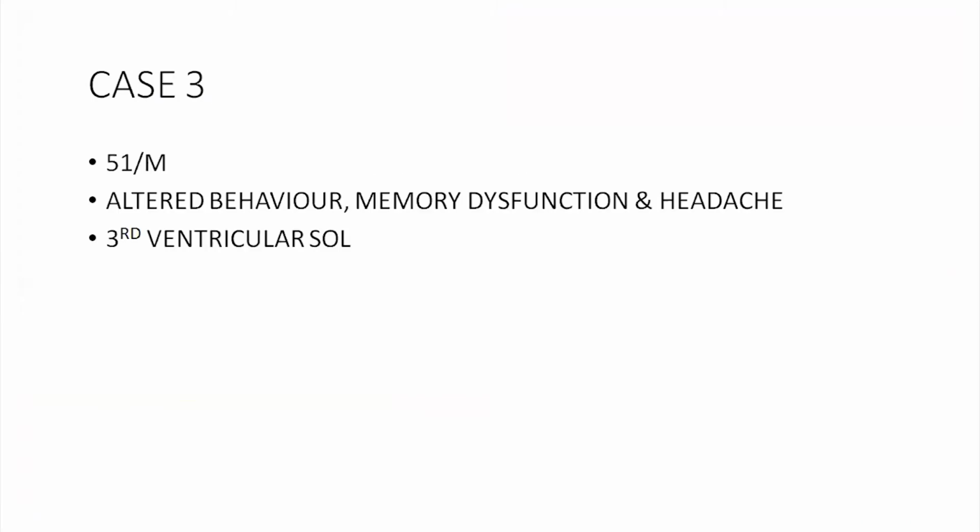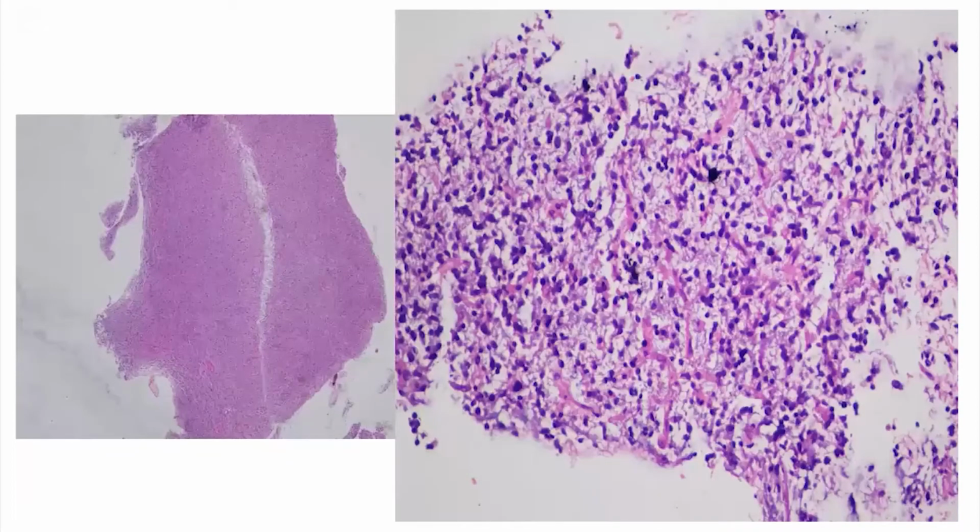Coming to the next case, this is a 51-year-old male presented with altered behavior, memory dysfunction, and headache, and a third ventricular tumor. Now here, because it's a third ventricular tumor in diffuse midline glioma, it's very common to see that the tumor tissue is very scant because it's a difficult location and the surgeon may not be able to reach and excise the entire tumor. So we generally get very scant tissue.